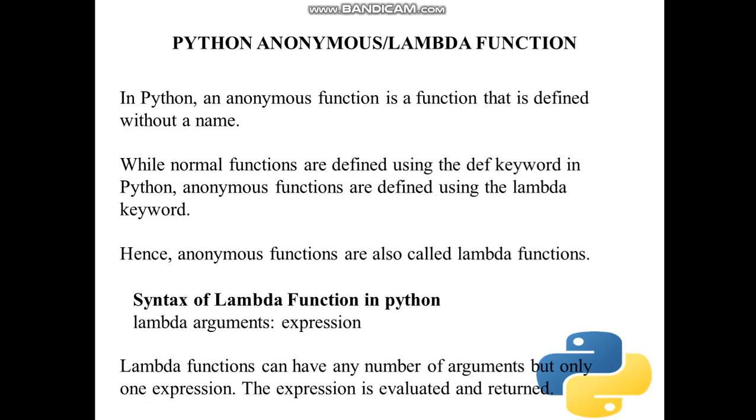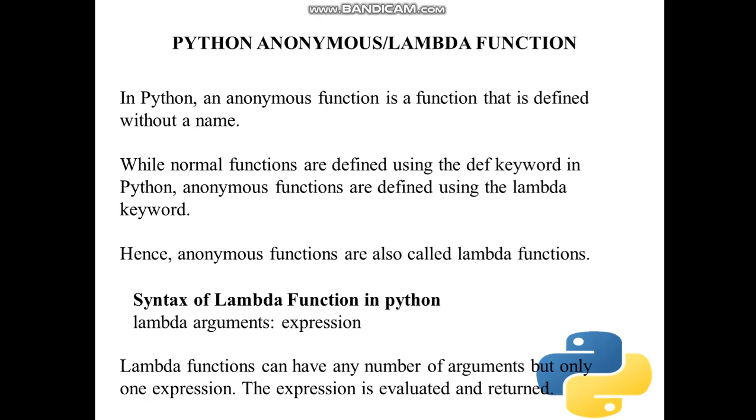Next is Python's anonymous or lambda function. Now what is an anonymous function? Anonymous means we do not know the name of that person. Correct? Anonymous person, we do not know who it is. So similarly in Python, an anonymous function is a function that is defined without any name. While normal functions are defined using the def keyword in Python, anonymous functions are defined using the lambda keyword. Therefore, an anonymous function is also called a lambda function.